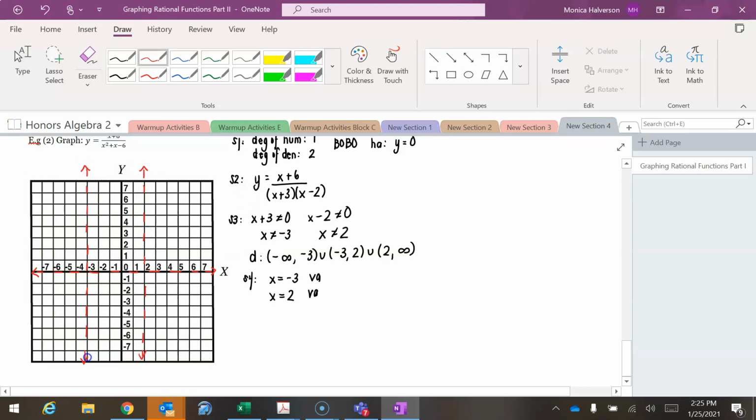So now we have to find the x and the y intercepts, okay, for step 5. So to find the x-intercept, we set the numerator equal to 0. So we get x equals negative 6. So we know our x-intercept is (negative 6, 0).